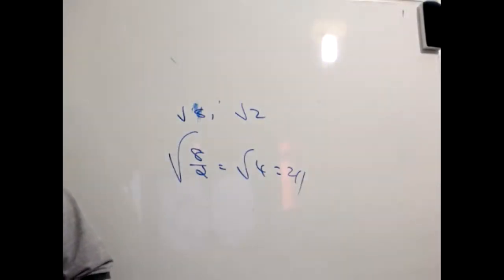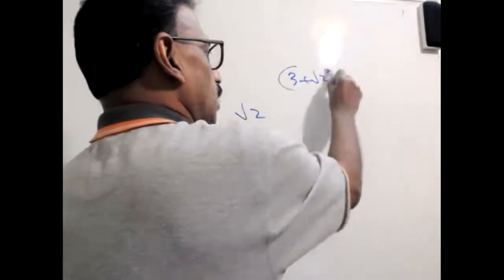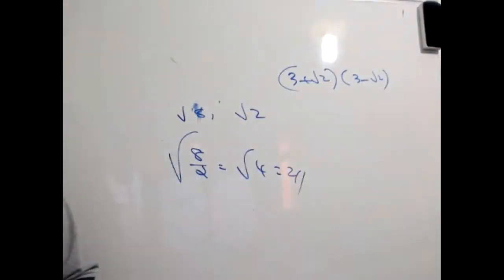Product of two irrational numbers is rational. 3 plus root 2, comma, 3 minus root 2. What is that? Product of two irrational numbers is rational. Look, that's why we did it.